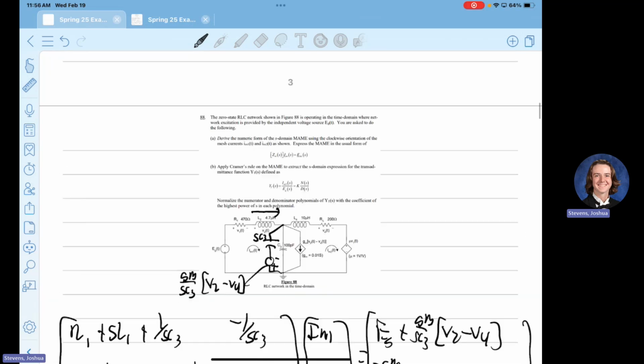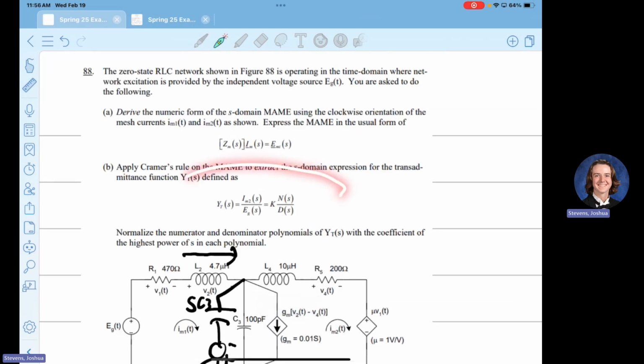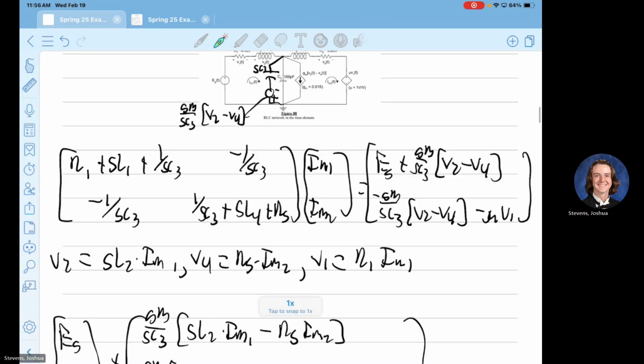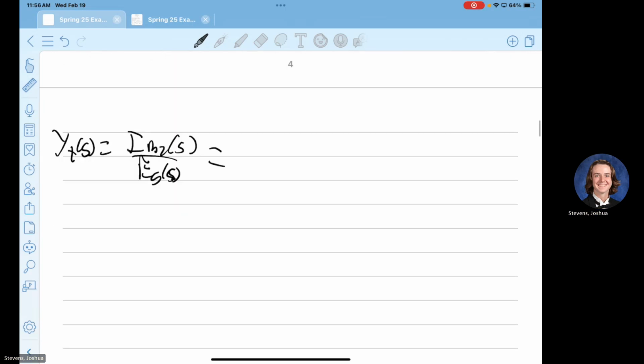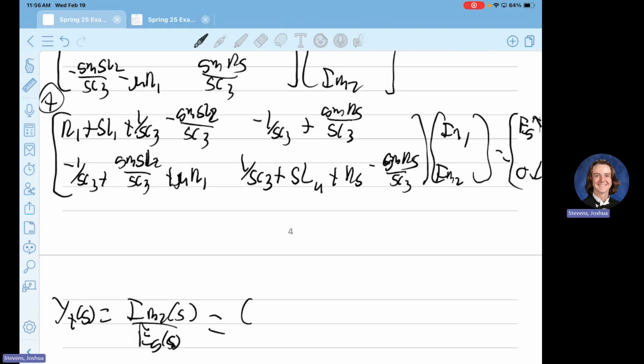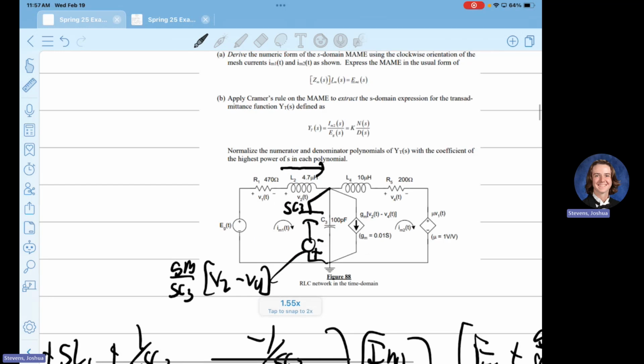So in the question, it asks for this right here, IM2 over EG. So you simply put that in. All right. So YP of S equals IM2 of S over EG of S. Well, what does IM2 equal? IM2 goes back to the whole Cramer's rule thing. We're looking for the current in IM2 and our reference is in mesh 1.